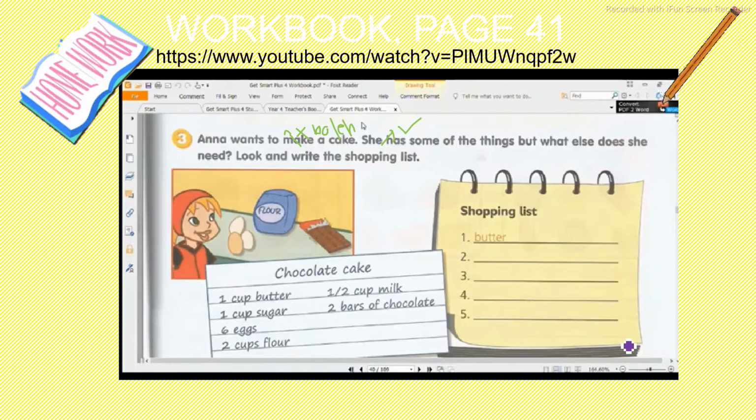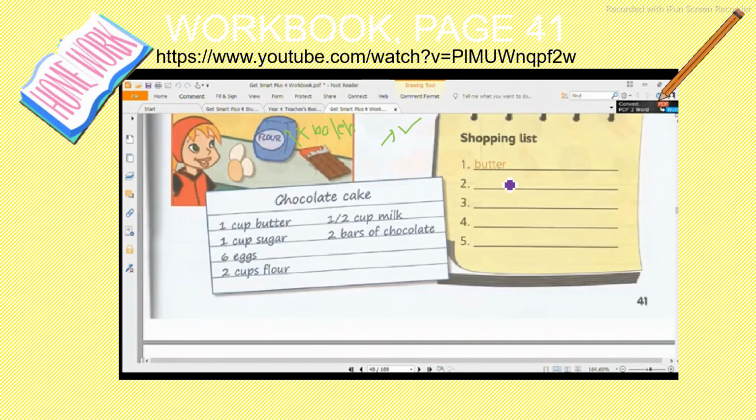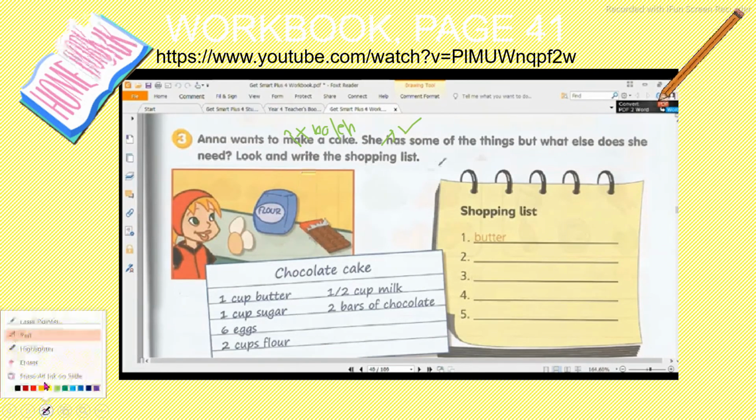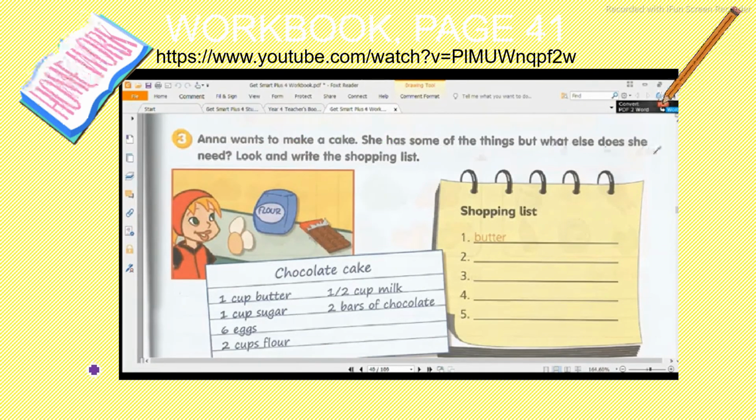Okay? For activity 3. Your last task for today is page 41, activity 3, Anna wants to make a cake. She has some of the things, but what else does she need? Look and write the shopping list. Okay, now Anna wants to make a cake. Some of the ingredients she already has. But what other ingredients does she need? Look at the picture, look and write Anna's shopping list.